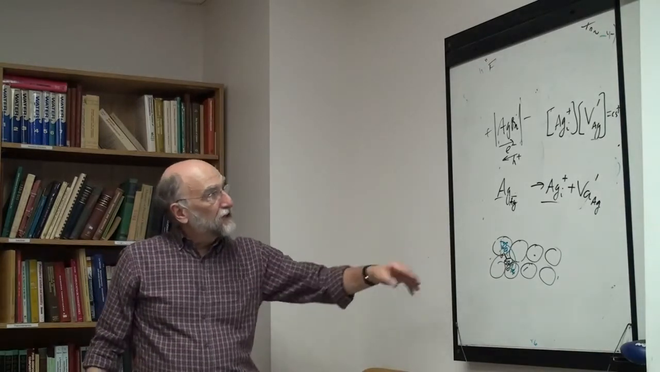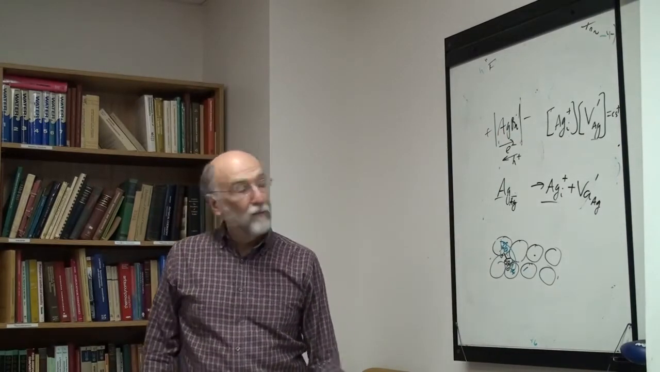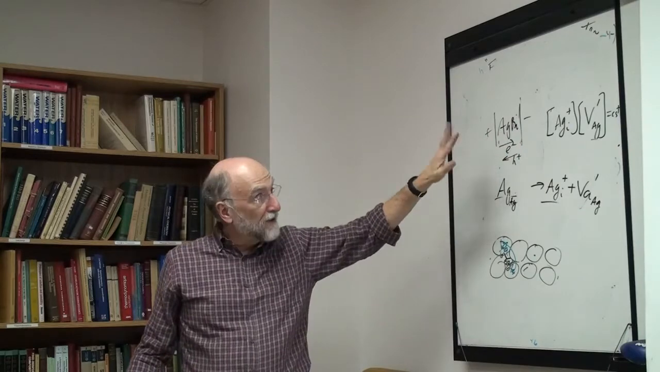Alright, it's ionic conduction. You can have ionic conduction of silver in one direction, and you have ionic conduction of vacancies in the other direction. Both of them are actually. If vacancies go this way, it's equivalent to silver moving this way. Okay, so this is an ionic conduction.